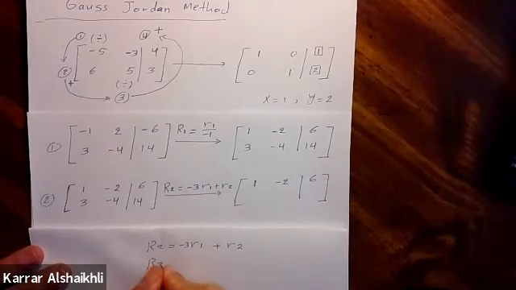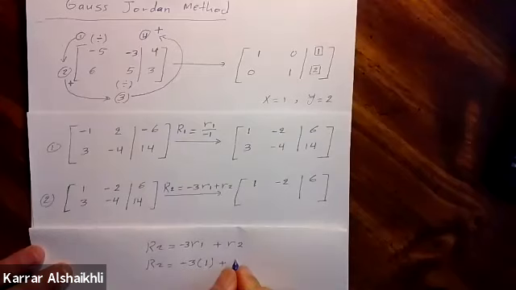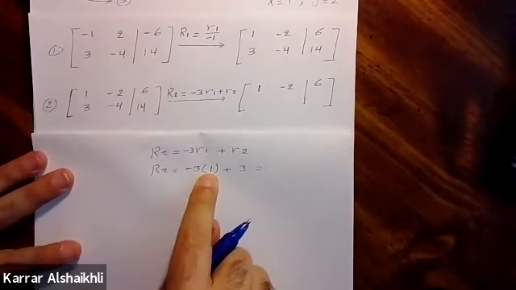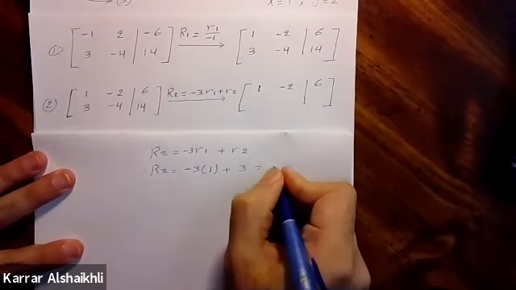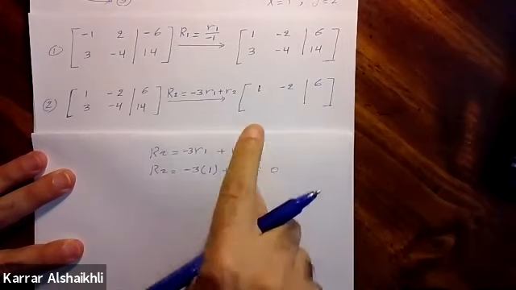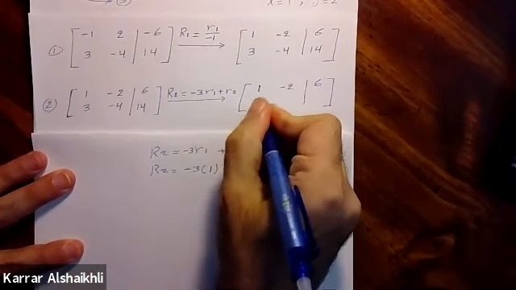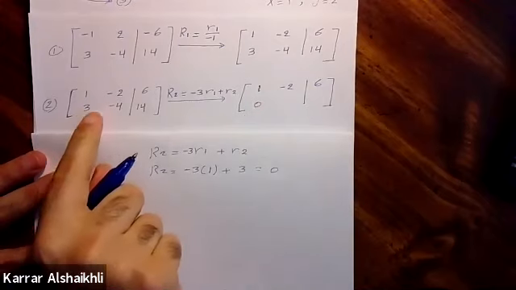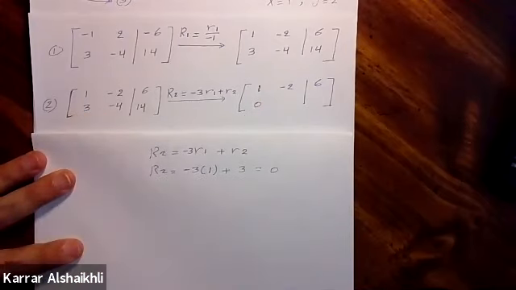Here is R2. -3 times R1, which is 1, plus R2, which is 3. -3 times 1 is going to be -3. -3 plus 3 is going to be 0. You see, the result for the first number here is 0. Let's keep going because we have to do the change for the whole row.